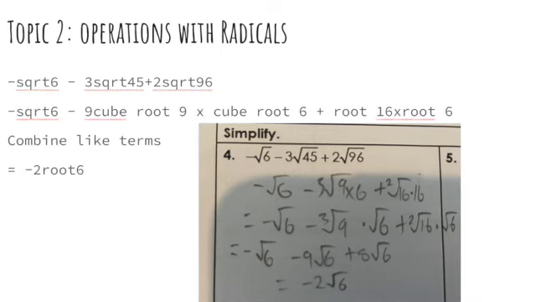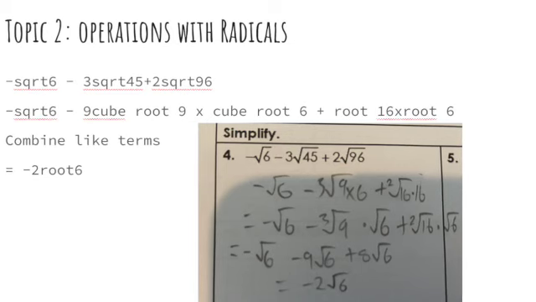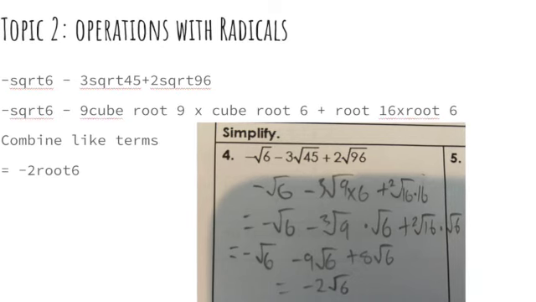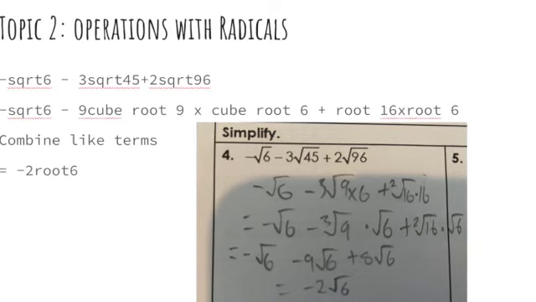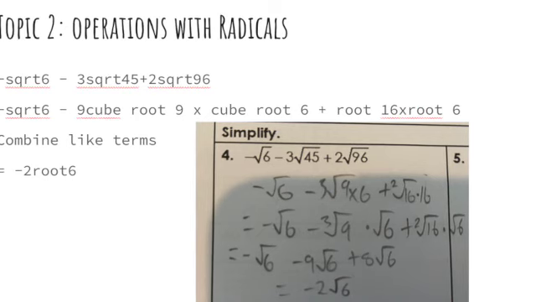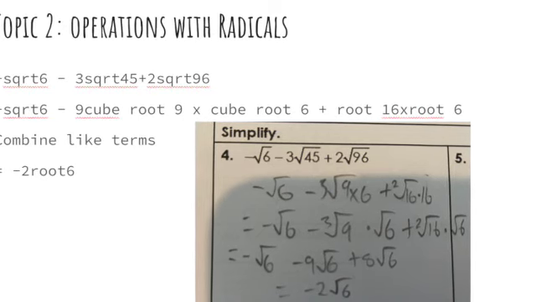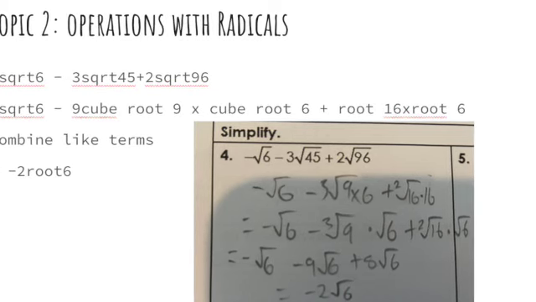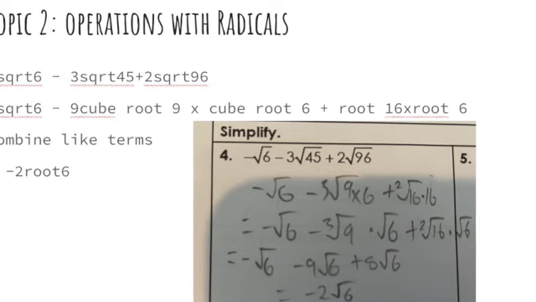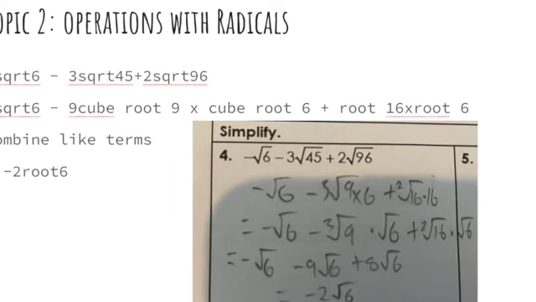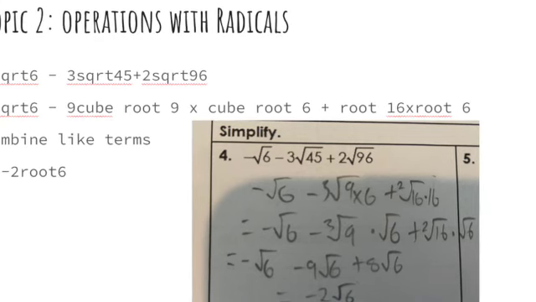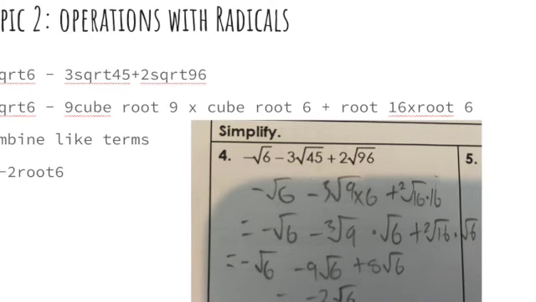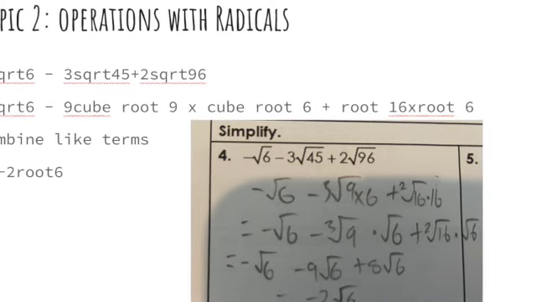divide it into categories, basically just split them up, and you basically factor out a common factor from this. So it becomes negative square root 6 minus 9 cube root 9 times cube root 6 plus root 16 times root 6. After that, it's easy from there on. You just combine the like terms, which in the end gives you negative 2 root 6.